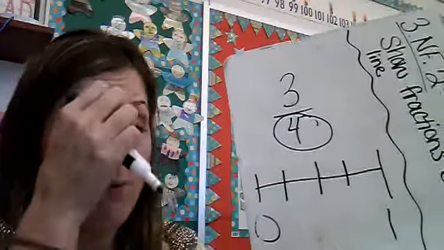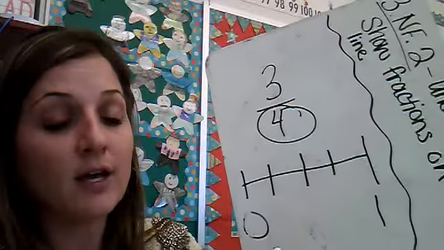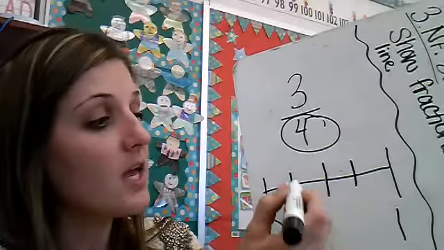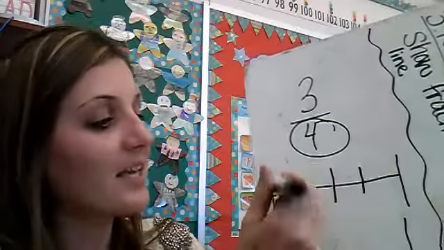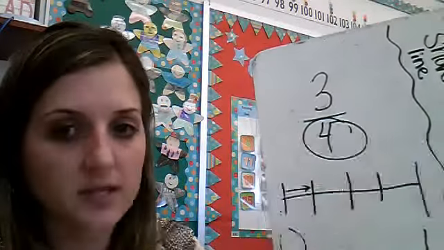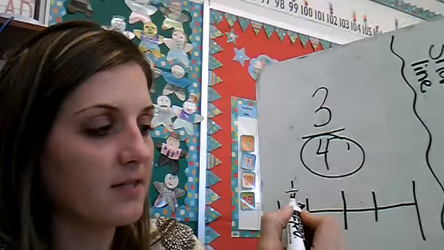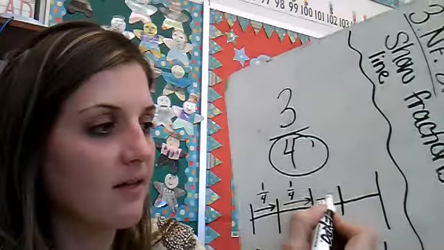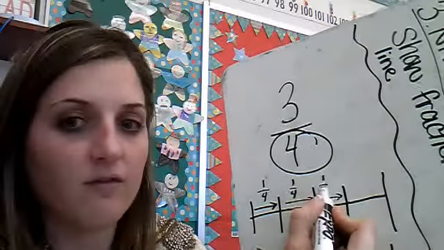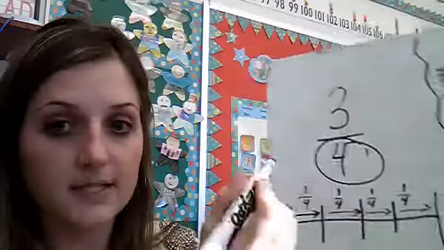Now, when they showed you in the video how to find the unit fraction, these tick marks are not what I count. I count the spaces between the tick marks. This is 1 of 4 pieces. This is 1 of 4 pieces. This is 1 of 4 pieces. And this is 1 of 4 pieces.